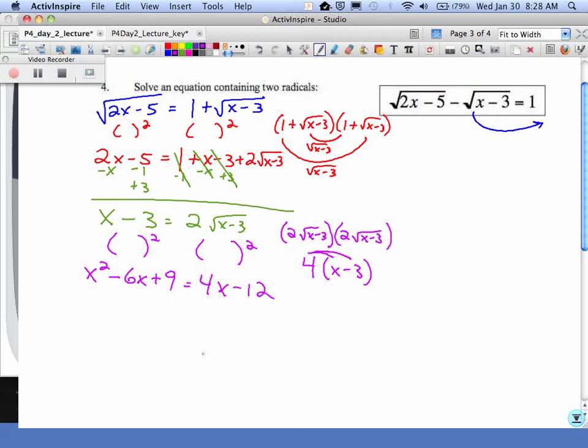Get everything to one side. It's a quadratic. Solve it. Show the person sitting next to you what you're getting. So I'm pausing it, and you're working on it. You relax.